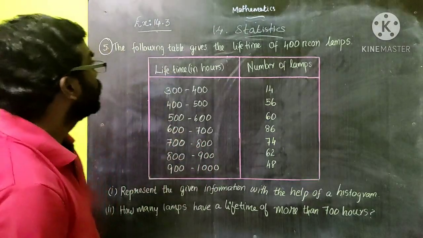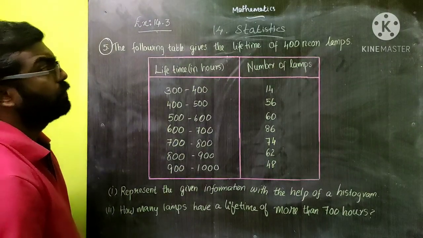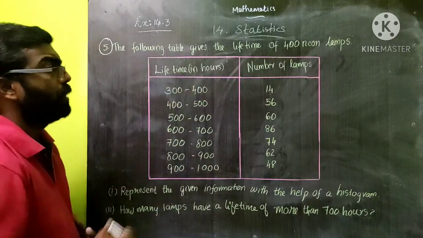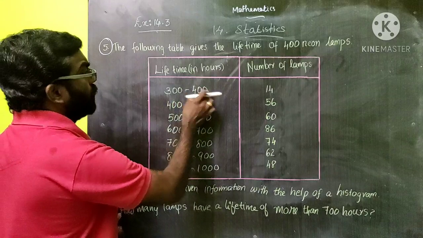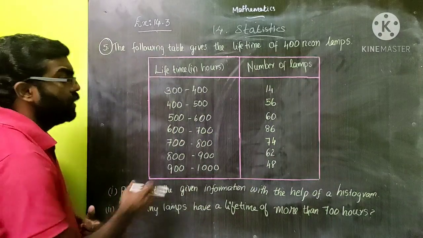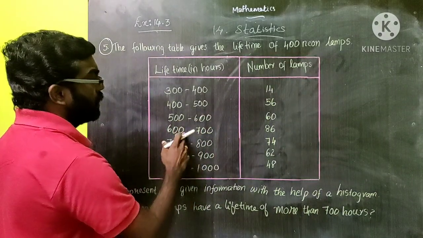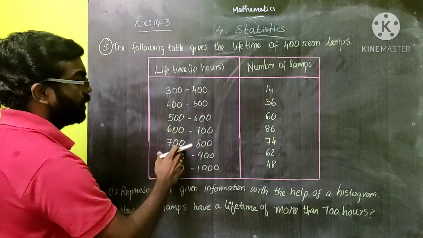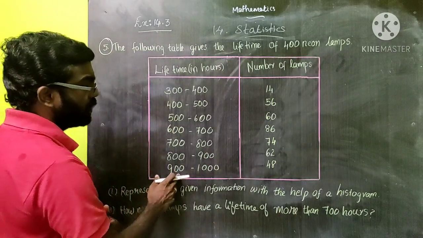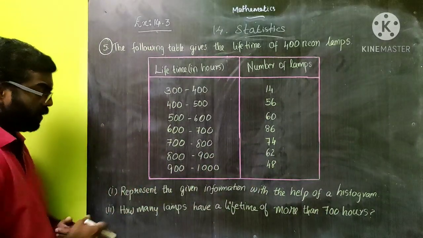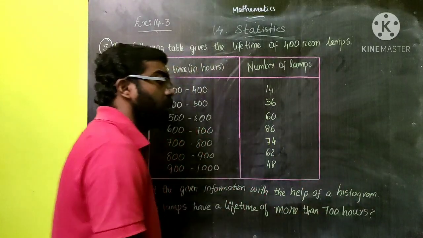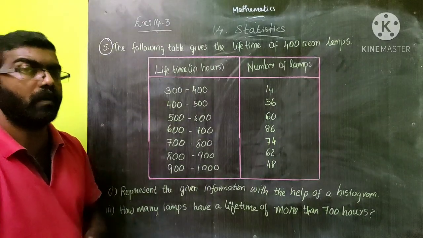Here the next question is, the following table gives the lifetime of 400 neon lamps. Lifetime in hours and number of lamps: 300 to 400, 14 lamps. 400 to 500, 56 lamps. 500 to 600, 60. 600 to 700, 86. 700 to 800, 74. 800 to 900, 62. And 900 to 1000, 48. First of all, represent the given information with the help of a histogram. That means we have to draw a histogram for the given data.